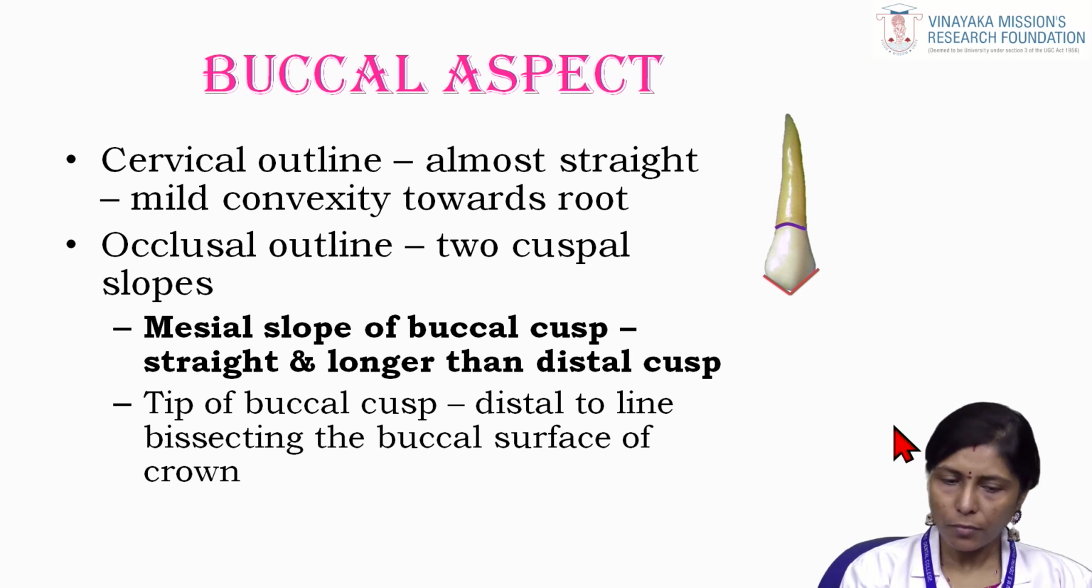Occlusal outline will show two cuspal slopes, mesial cusp slope and distal cusp slope. Mesial slope of the buccal cusp, distal slope of the buccal cusp. So the mesial slope of the buccal cusp is going to be straight and longer than that of the distal slope of the buccal cusp, right. If you draw a straight line and divide the crown into two, the tip of the buccal cusp will be distal to the line bisecting the buccal surface of the crown.